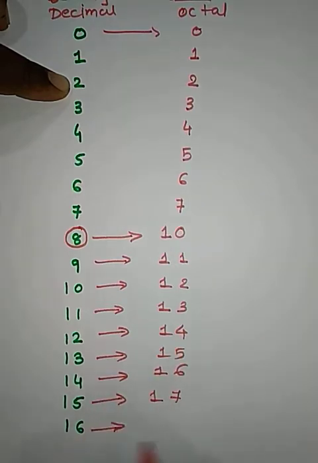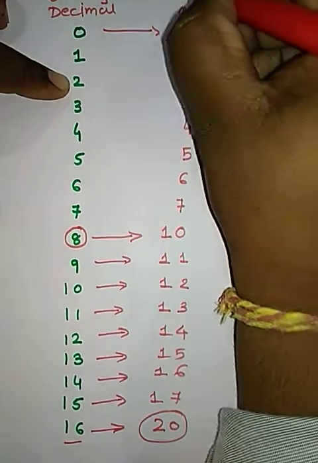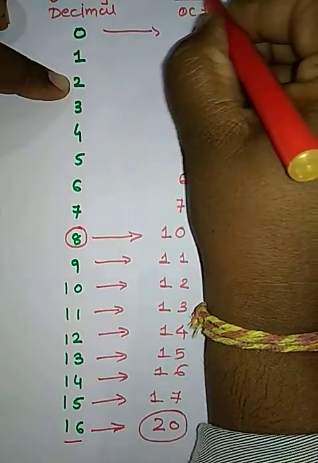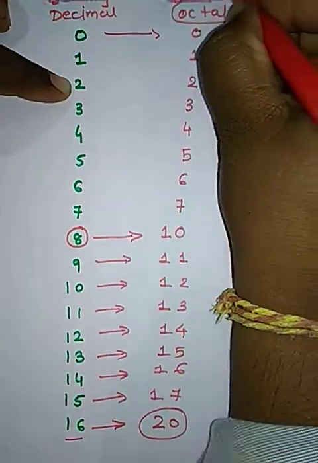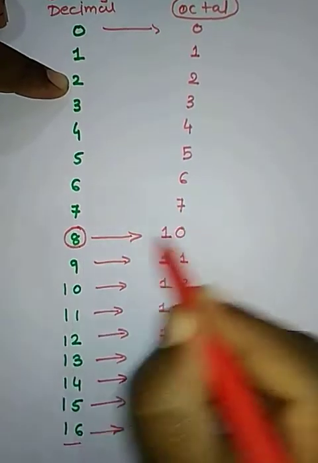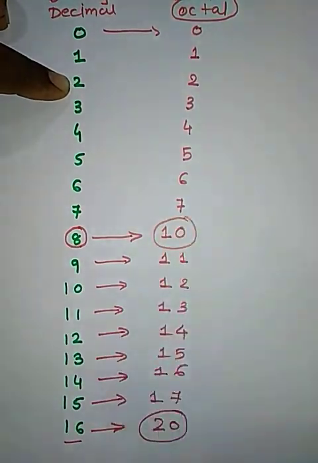Now we cannot write 18. So we have to write here 20. So what is the octal of 16? It's 20. See here, whatever the base, suppose the octal base is 8. So when there is the number 8, its answer is 10.